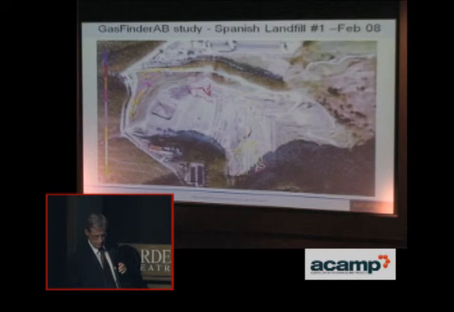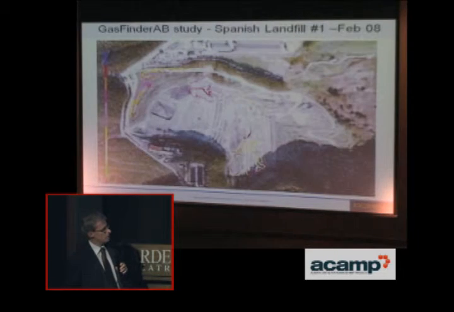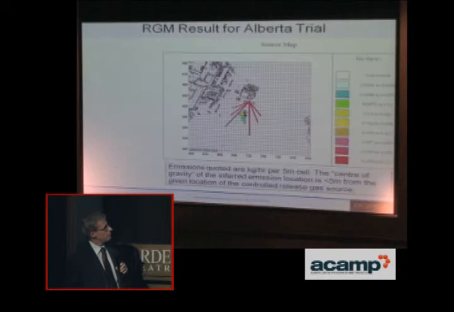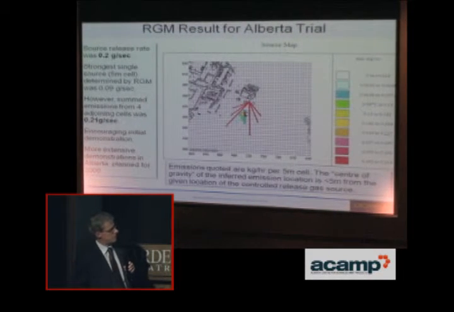This slide here shows that we make a system that can fly on a helicopter or on ground-based vehicles for doing rapid surveys for either methane or CO2 monitoring. And this is an example of a survey of a landfill in Spain. What I wanted to show you is this slide here, which is a test that we did with the Alberta Research Council and our oil industry partner to demonstrate the capability of the RGM technique.